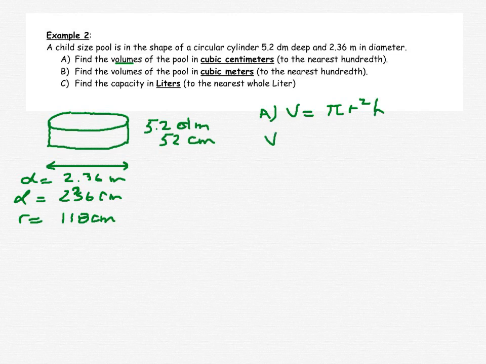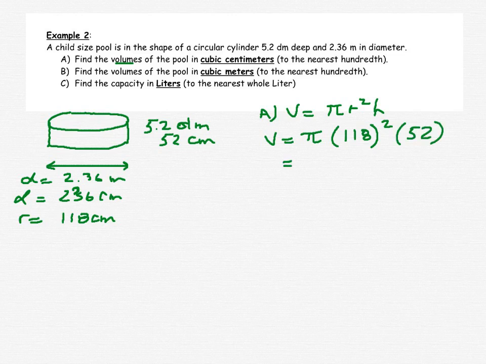So I start with filling in my numbers. Pi, which is of course 3.14 yada yada yada. You can't just use 3.14. It's not a terminating decimal. It's actually called a non-terminating decimal, an irrational number. It never stops. The radius is 118. You have to square that and then multiply by the height of 52.